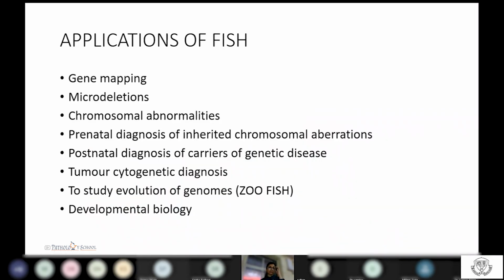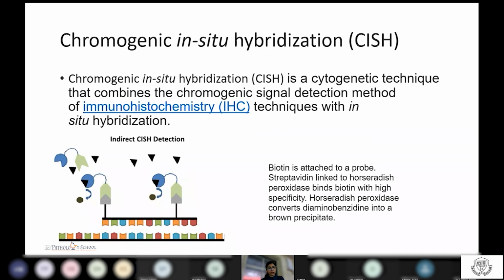The applications of fish. Now, fish is used for gene mapping. It can be used for microdeletion, chromosomal abnormalities, and prenatal diagnosis, which is your trisomy, monosomy, and postnatal diagnosis of carrier diseases or genetic disease. Then is your tumor cytogenetics, your AML, CLL, your CML, your lymphoma. Then study of evolution, especially it's done in animals, fish, your insects, to study evolution. Developmental biology in plants, to know why a particular plant has a particular color, you do fish in those.